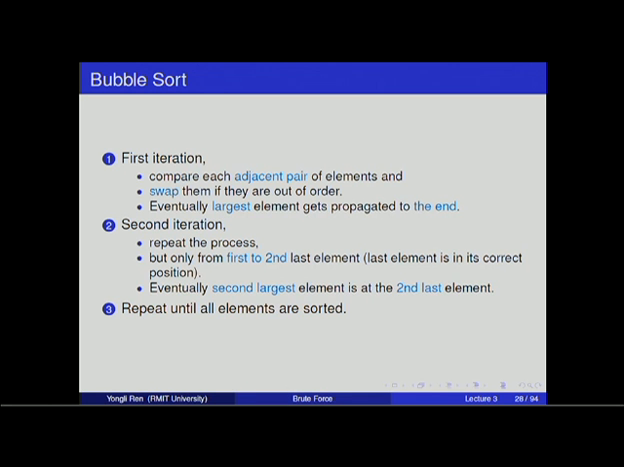So every time we repeat this, from the first to the second last, and then from the first to the third last. So you do some kind of bubble sort like this. You do a number of those passes. The number of passes equals the size of your input minus 1. That's what we did. Now we look at an example.